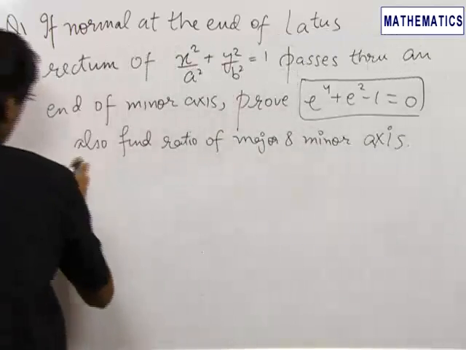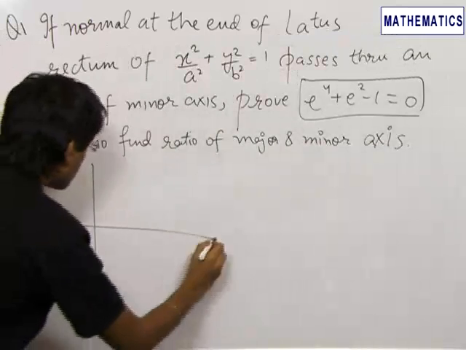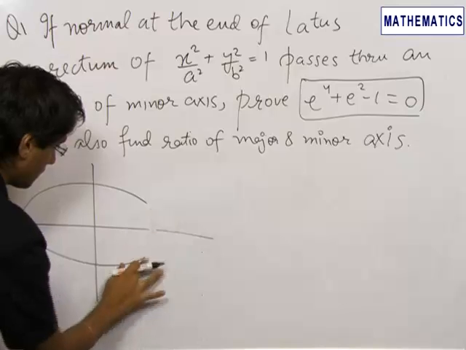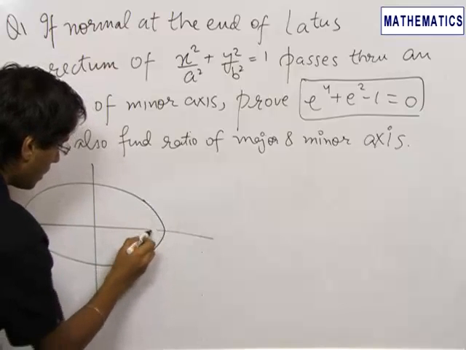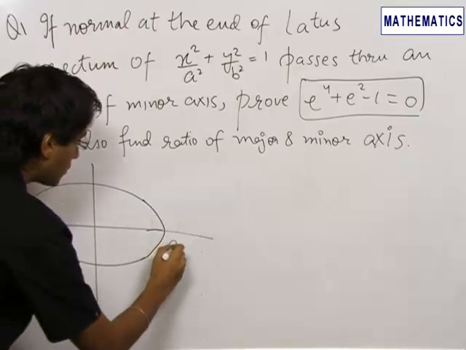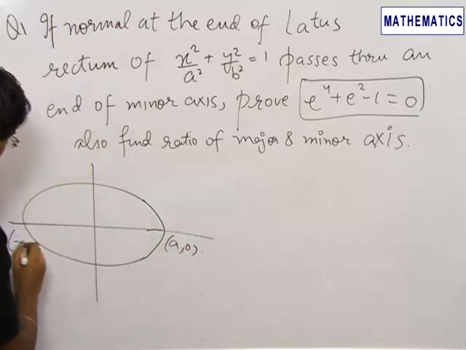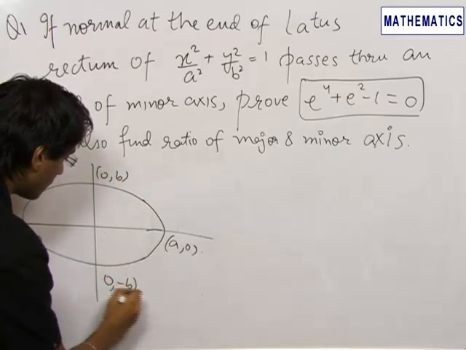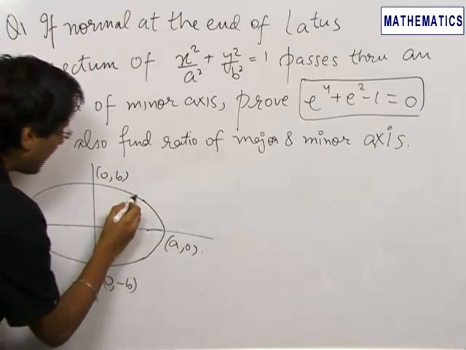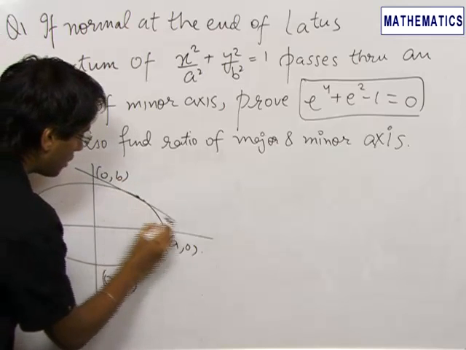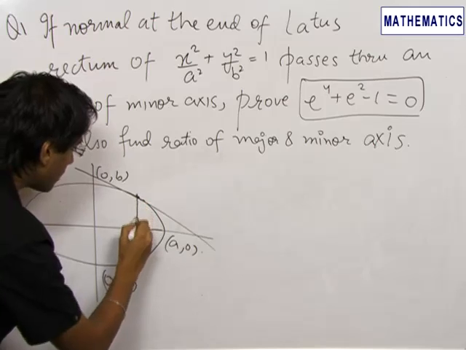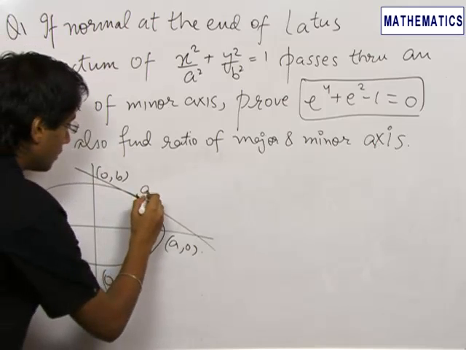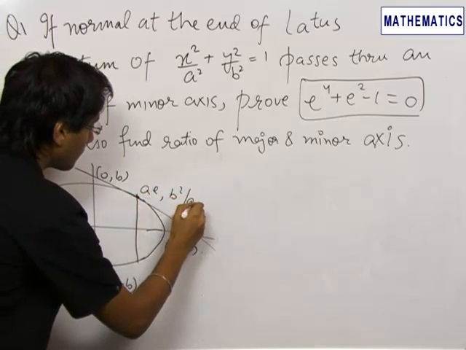So in all these kinds of problems, let us first make the figure. If this is the ellipse x square by a square plus y square by b square is equal to 1, this is a comma 0, minus a comma 0, 0 comma b, and 0 comma minus b. Let this be a point at which the normal is made, and this is the end of the latus rectum. Let this be ae comma b square by a.